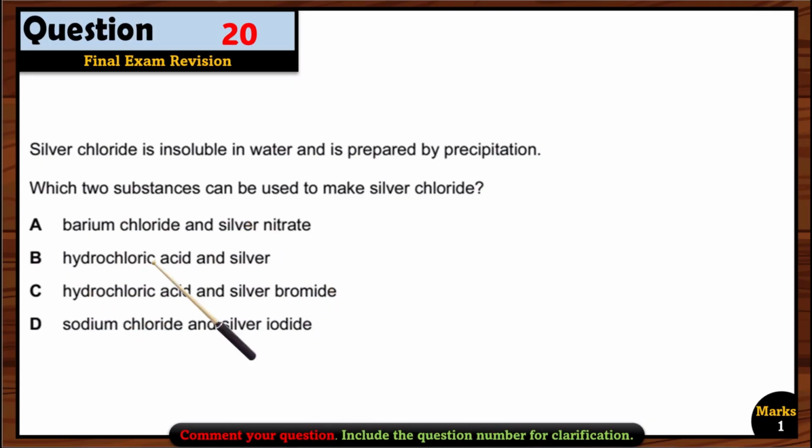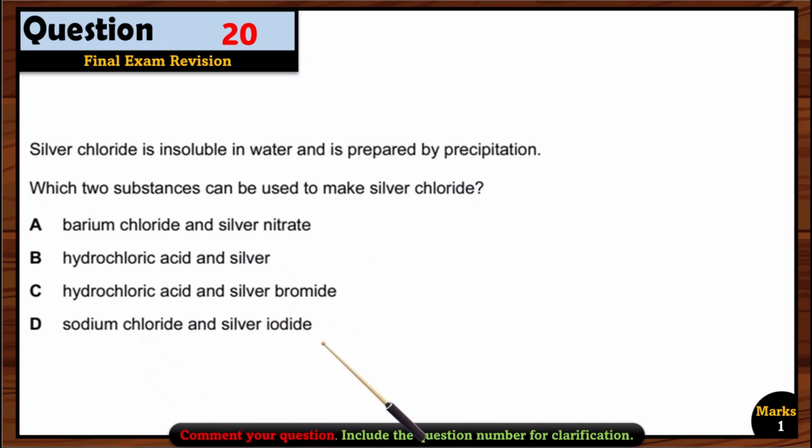Okay, why not option B? Because silver is less reactive, so it will not react with any of the acid. Hydrochloric acid, it will not react. Hydrochloric acid and silver bromide, again, there will be no reaction. Why? Because silver bromide is insoluble, so it will not react. We need both the reactants soluble.